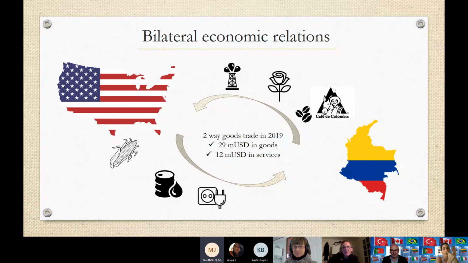Crude, so oil, but crude, not refined. We have flowers, roses mainly, and coffee. And what is the US sending us? Corn, refined oil, and electric or electronic devices and parts.